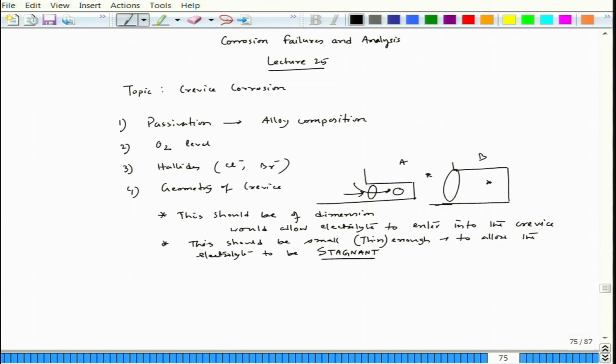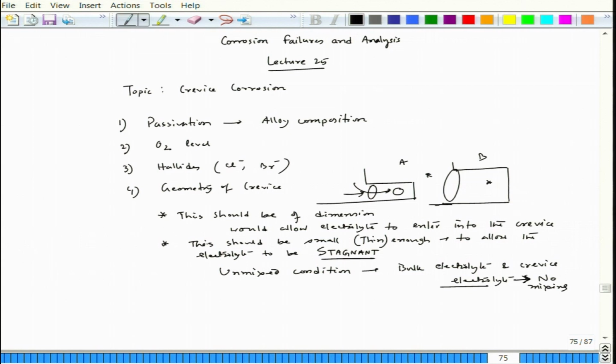So, that means unmixed condition means bulk electrolyte and crevice electrolyte. So, they should not mix, no mixing, and that is only possible if it is stagnant.